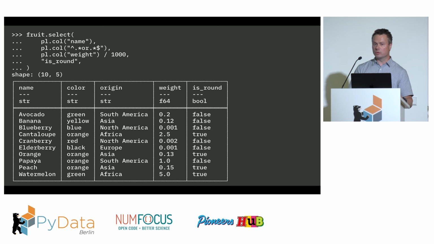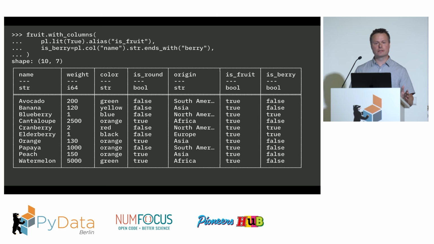You don't have to specify an expression to this select method. You can also specify a string, which might be convenient because you have to do less typing, but then you won't have all the advantages that an expression gives you, like doing arithmetic with them, as we do here with the weight column, which we divide by 1,000.